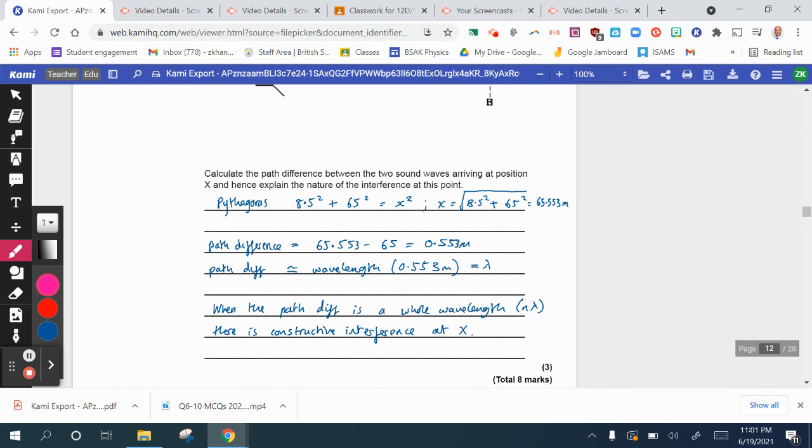So how are the marks spread? As you can see, one for doing Pythagoras, working out the path difference, and then commenting on what type of interference we get.